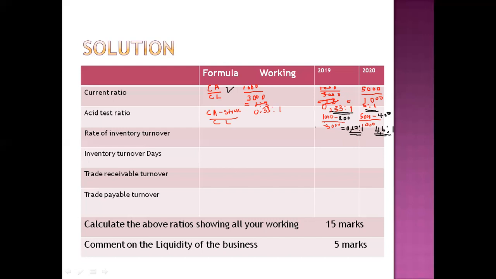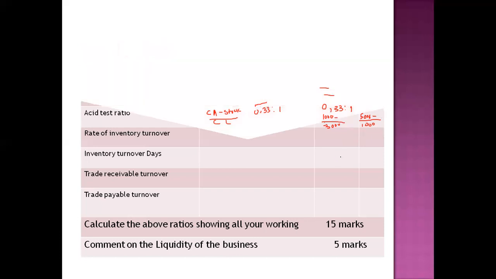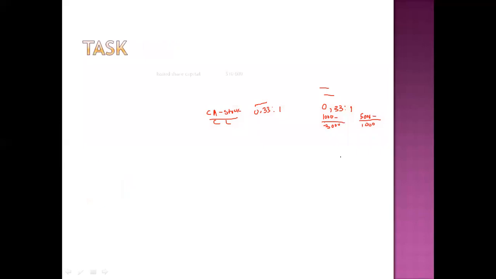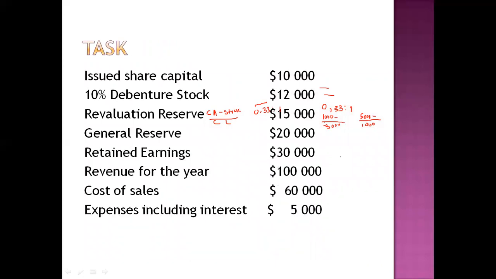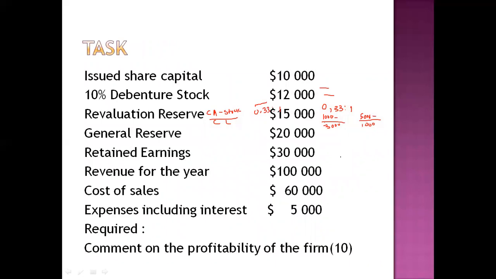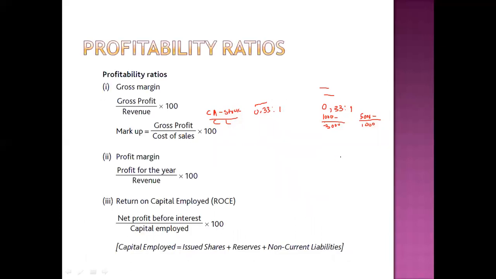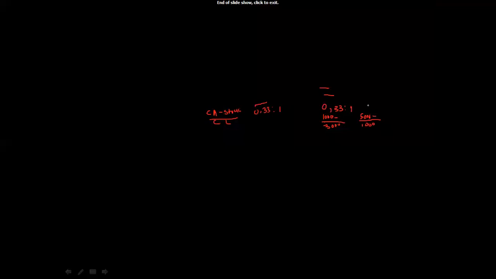And then I want you to comment on the ratios. You are expected to comment on the ratios. So that is that. For those who missed our last presentation, I want you to try and see the presentation that we made on this one. This one is another task that I gave you. So please, can you try this task on commenting on the profitability of the business? And these are the profitability ratios that we have given you.